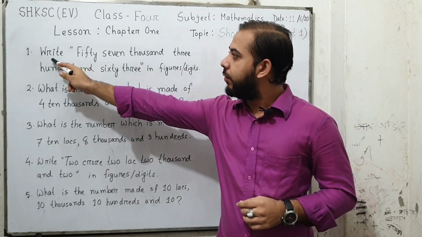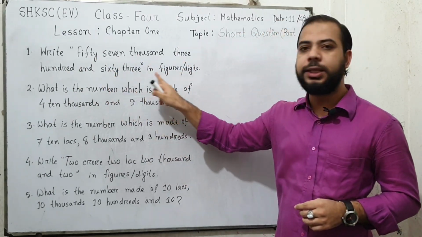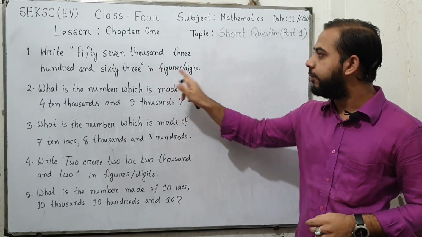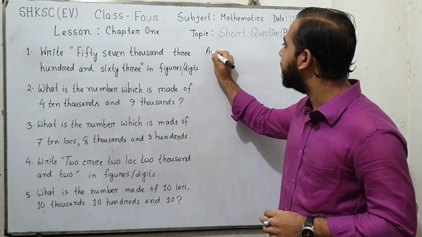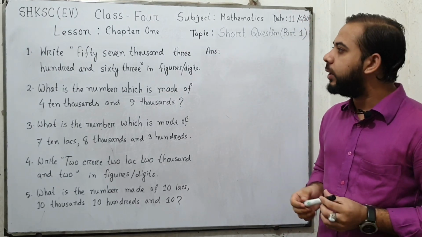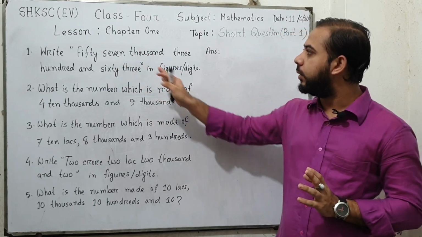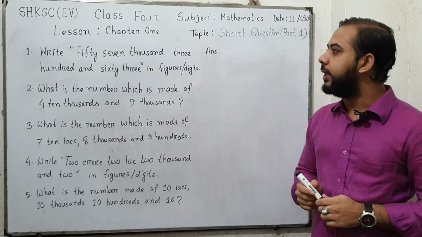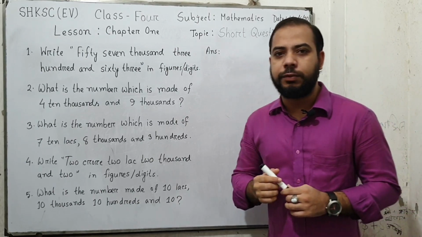Our first question is: write 57,363 in figures. That is, we have to write this number in figures, that is, digits. So what will be its answer and how can we write this? To solve this type of question, at first we have to see how many thousands or hundreds or numbers are given here. Then we write this as rough work at first and then we will solve this question.